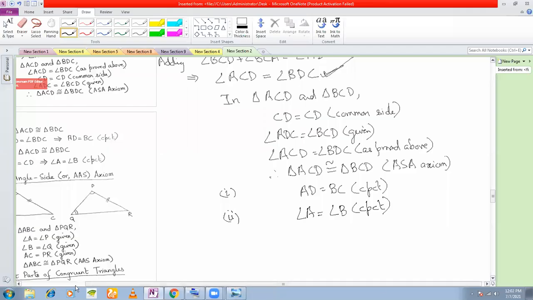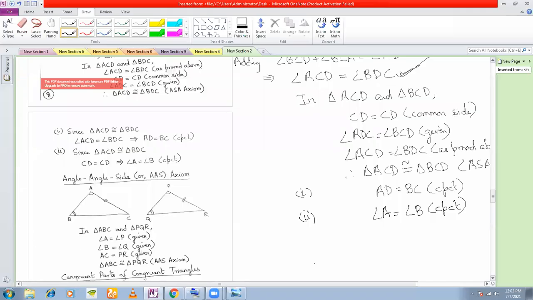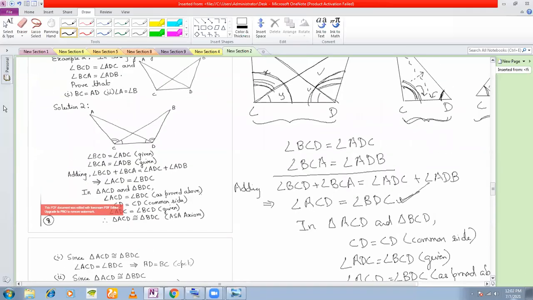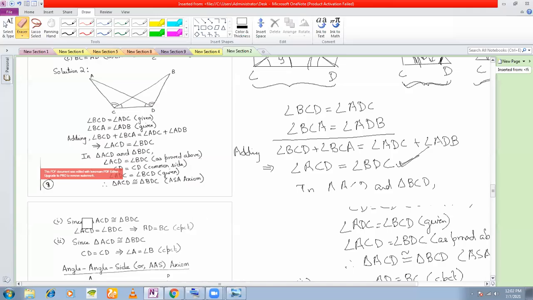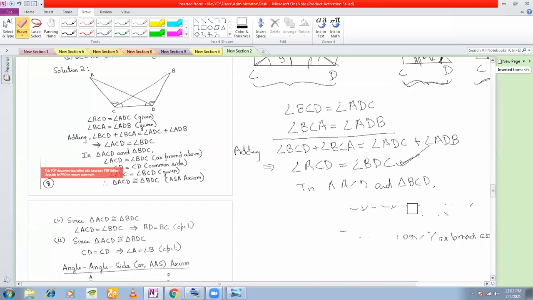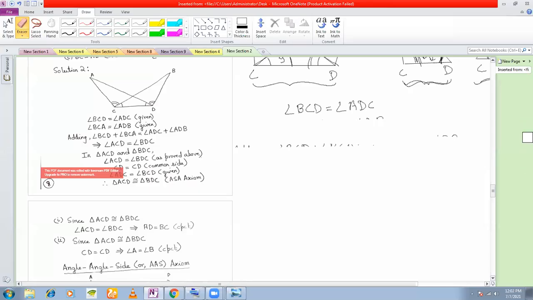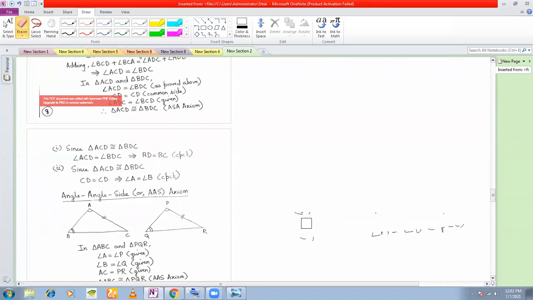Any questions? This figure might look a little confusing. Let us do the next problem.